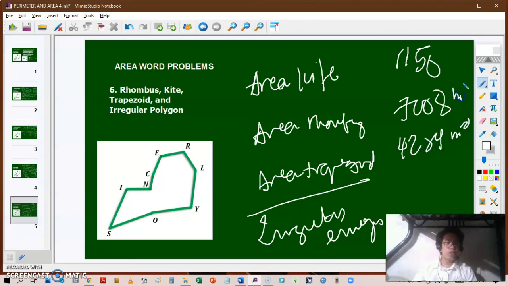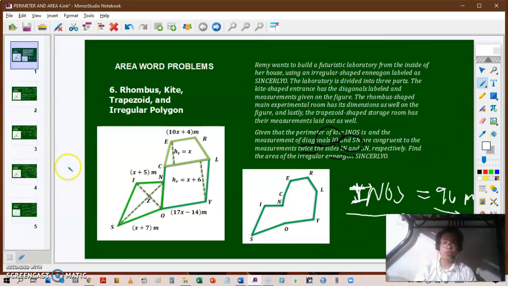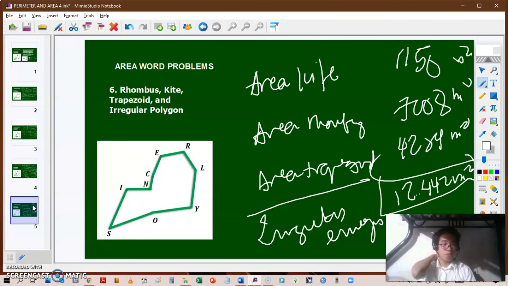So all of these figures have meters squared on them. And if we add all of these, 1,150 plus 7,008 plus 4,284, then we get 12,442 meters squared. So that's the area of the laboratory that will be built inside the house of our scientist here, Remy. So Remy will need to have a big space, 12,442 meters squared of space for his laboratory, for the irregular enneagon figure that we have here in our problem.